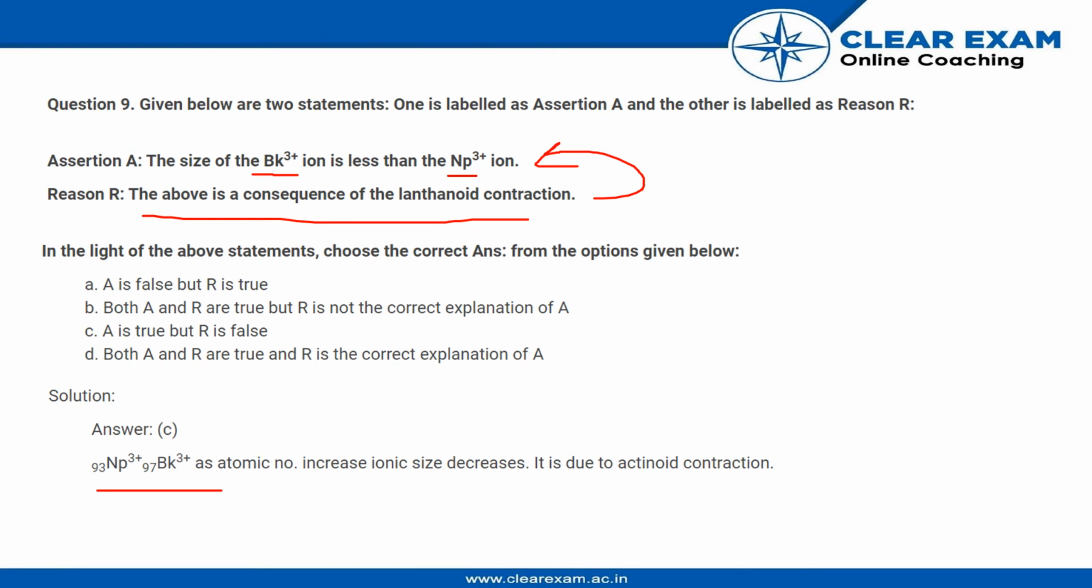So this is how we get the increase in the atomic number gives a decrease in the ionic size. This is because of the actinoid effect, but the reason R says it is because of the lanthanoid contraction, which is false. So we can say that assertion is true but reason is false. Option C. Thank you.